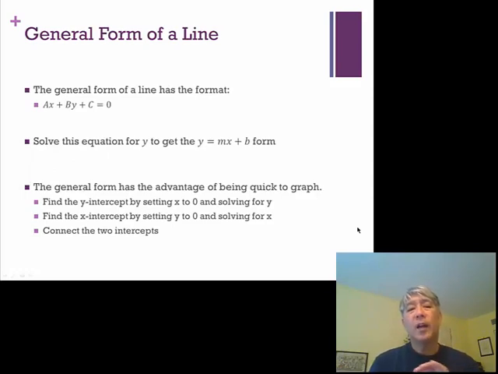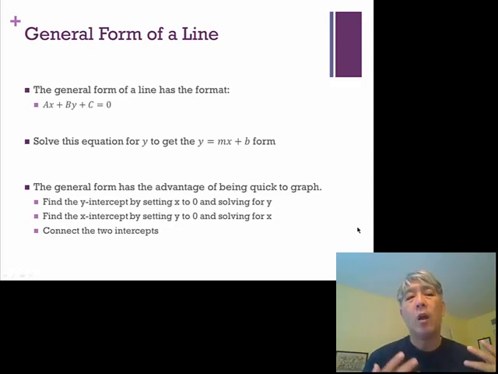This form of the line is the general format. It's labeled ax plus by plus c equals 0. The advantage of this formula is it's very easy to draw a graph given this formula, because I can find the x and the y intercepts very easily by just setting the other variable to 0. So if I wanted to find the y-intercept, I set x to 0 and solve for y. All I'm left with is by plus c equals 0. Very easy to solve for the intercept.